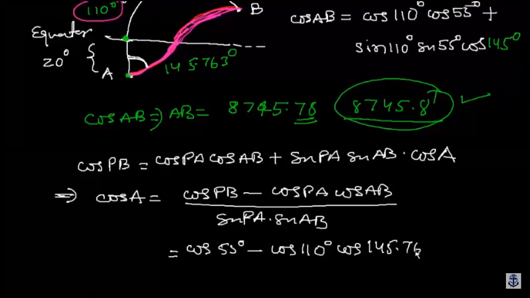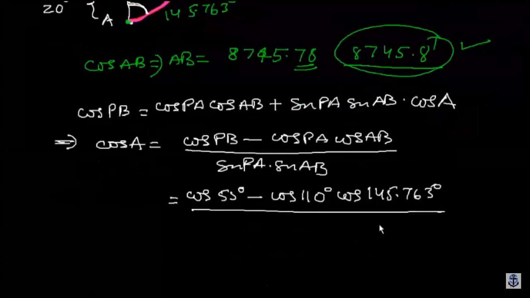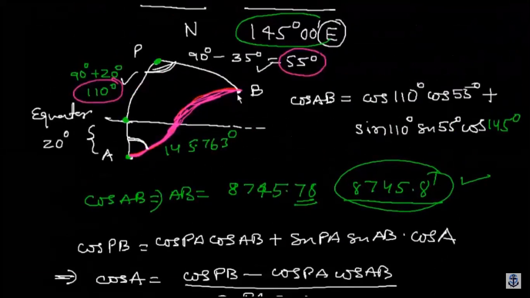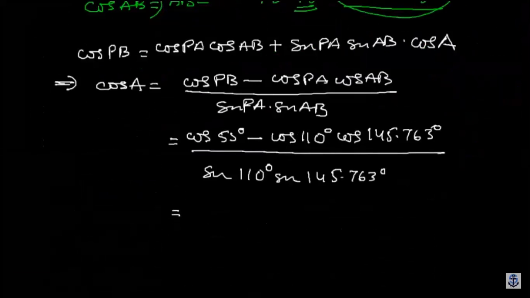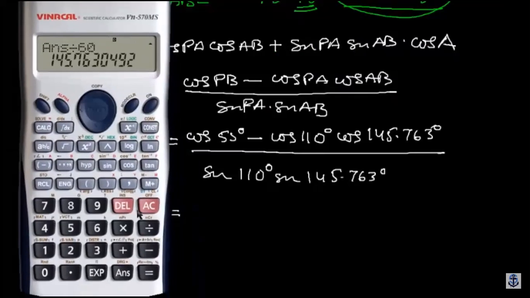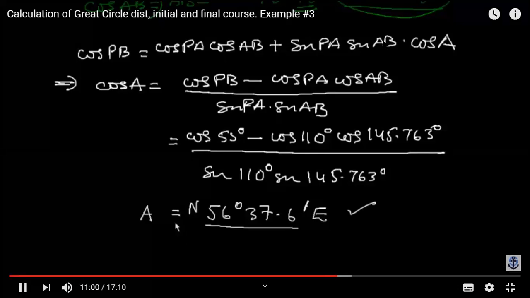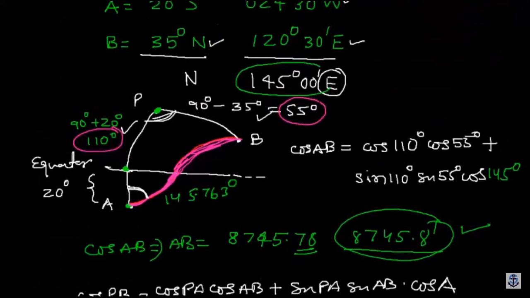Then we need to calculate angle A. For cos A, we use the cosine formula: cos P is equal to cos PA cos AB plus sine PA sine AB cos A. So we get cos A, and we replace all the values. Cos PB is 55. So this is our formula, cos P minus cos PA cos AB upon sine PA sine AB, and we put the values in the calculator and we get angle A. So we get 56 degrees 37 minutes for angle A, and the naming we do from the diagram. You can see it is northeast measured from the north pole, so it's 056 degrees, our course.